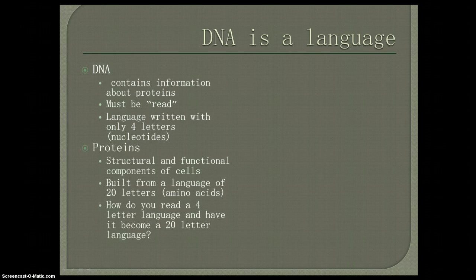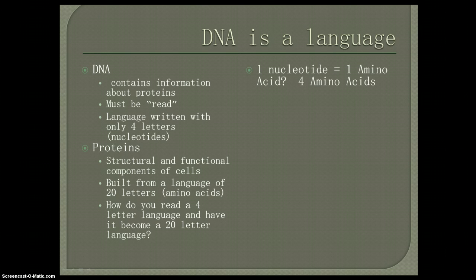Now, the thing about proteins is that we've got this language of DNA that gives us the information about proteins. But the DNA language is written in 4 letters that we call nucleotides. Whereas the protein language, all the pieces that give proteins their structure and therefore their function, there's actually 20 letters, because all of your polypeptide chains are built of 20 different amino acids. So the big question when it comes to using DNA to generate protein structure is, how do you read a 4-letter language and have it become a 20-letter language? That's the real question here.